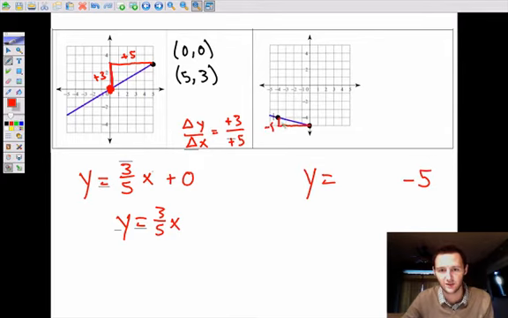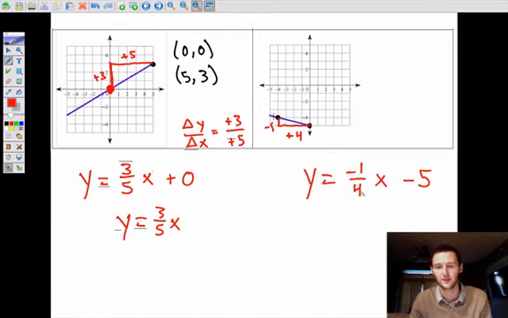We're going down 1 and then 1, 2, 3, 4 to the right. So you're always working from the point on the left to the point on the right. You can sometimes work backwards, but I'm just going to tell you right now I wouldn't, because it's confusing. So I would always work from the point on the left to the point on the right. In that case, we're going down 1 and to the right 4. So this is going to be -1 over 4, or -1/4, x minus 5.